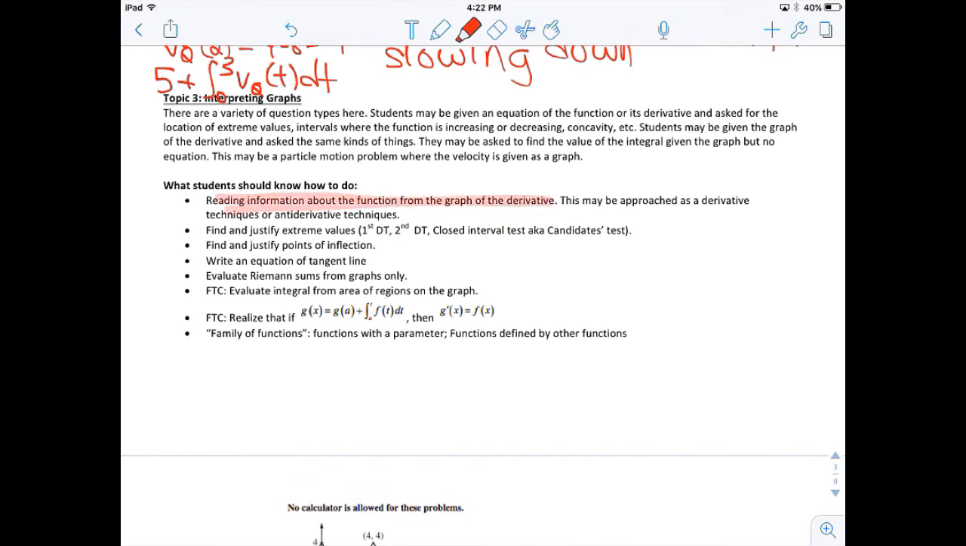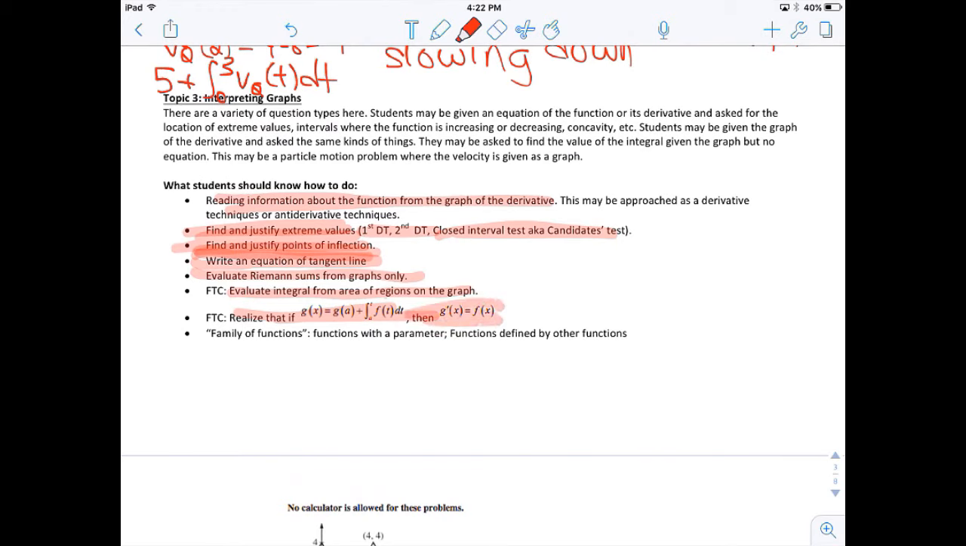Find and justify extrema. So it could be that you're finding relative extrema, which would be first or second derivative tests, or you're finding absolute extrema, which would be your candidates test, right? Look at your endpoints. We could need to find points of inflection, which are where the second derivative is 0 or where the first derivative changes signs. Finding an equation of the tangent line, Riemann sums, evaluating the integral from areas, realizing that we have initial plus net change, knowing that the derivative of an integral is that function, and knowing that we have a family of functions.